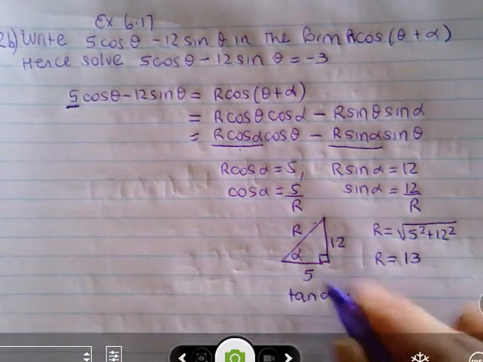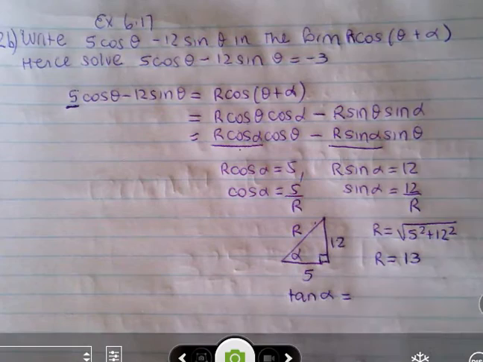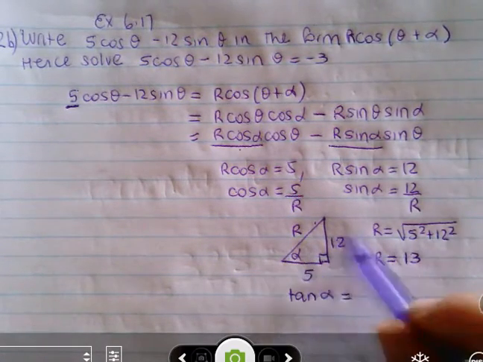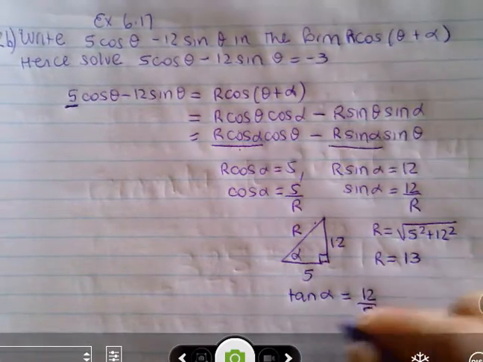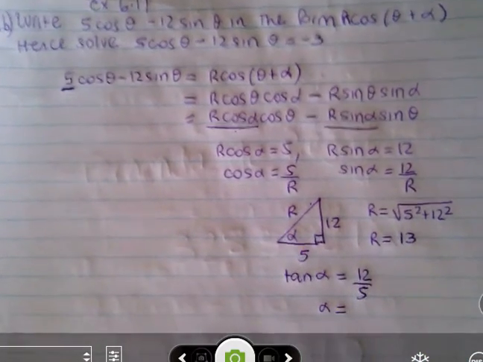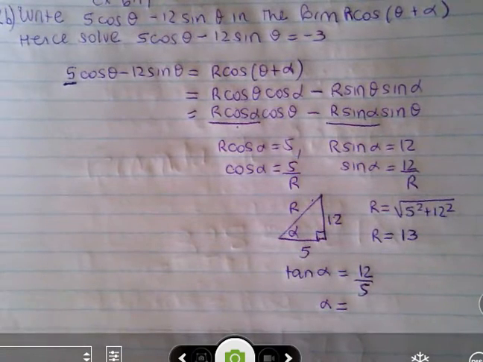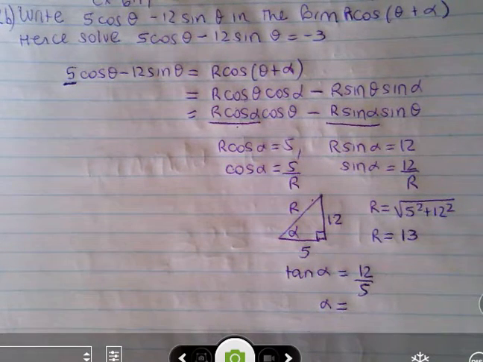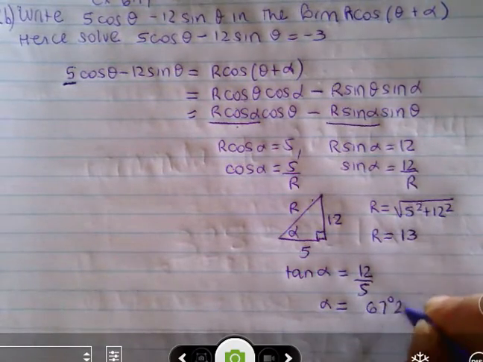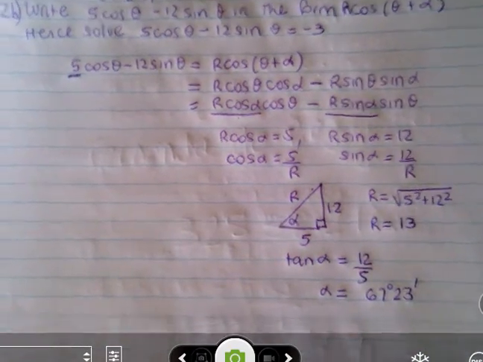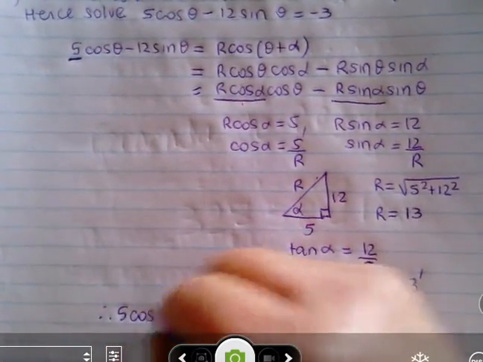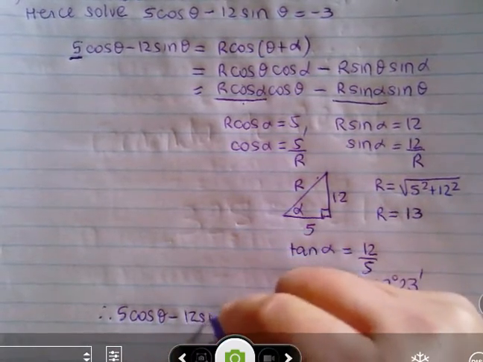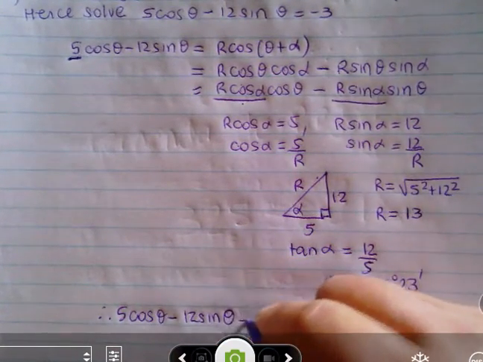So tan of alpha is what? I've worked out r using Pythagoras, and I work out alpha using tan of alpha. So what's tan of alpha? 12 on 5. So alpha is, in degrees and minutes please, 67 degrees, 23 minutes.